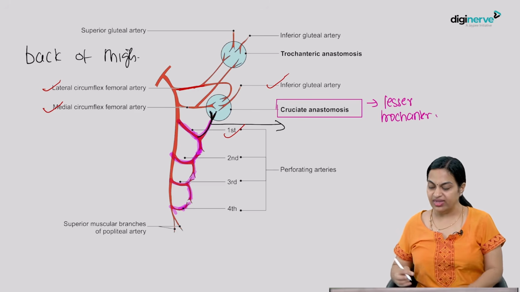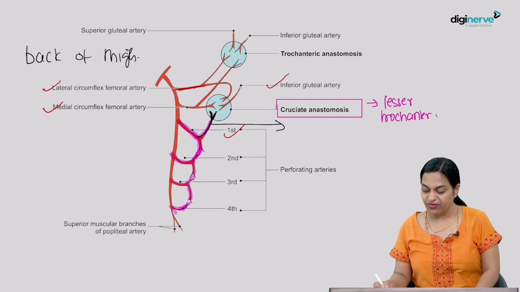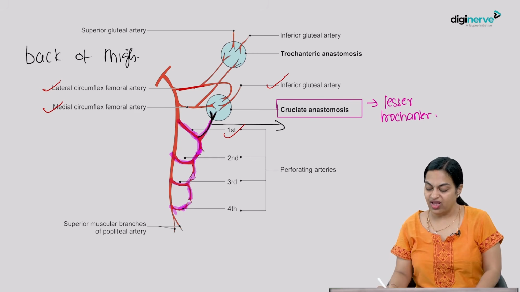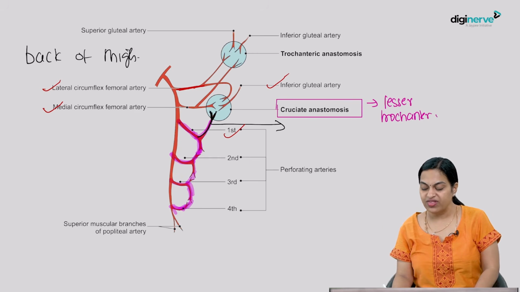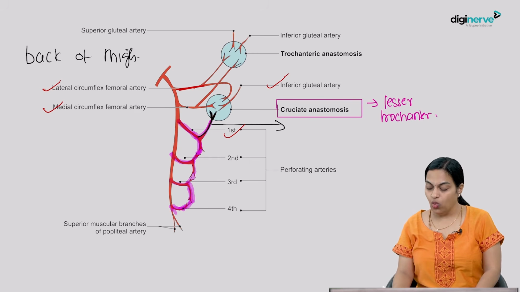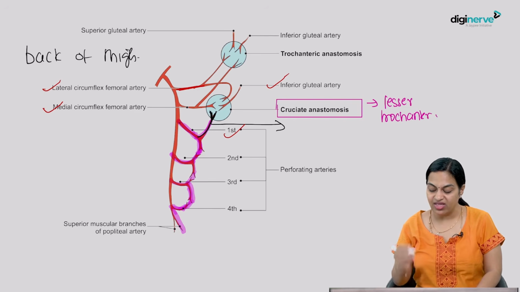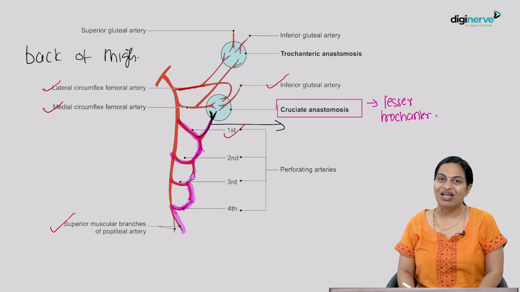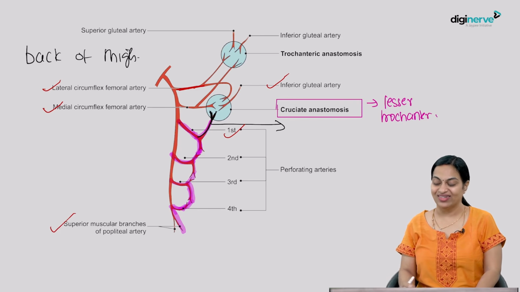Similarly, if you see the last perforator, you can see that it has an ascending branch and descending branch. The ascending branch is going to anastomose with the descending branch of the third perforator. What will happen to its descending branch? It anastomoses with the superior muscular branch of popliteal artery.